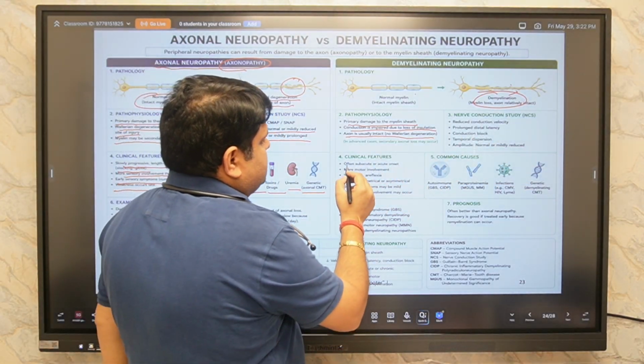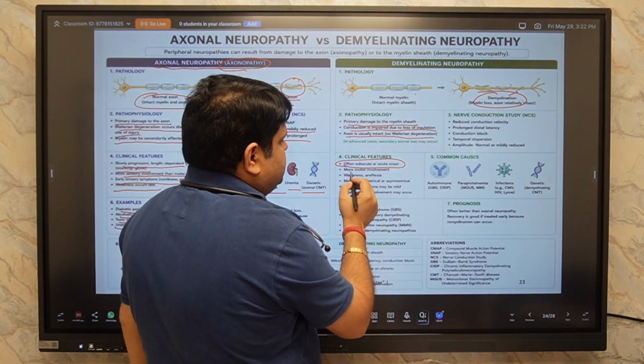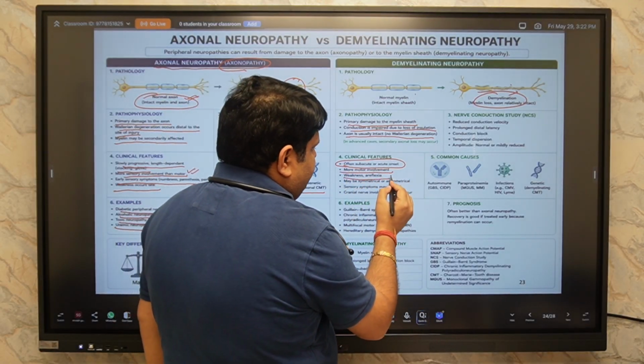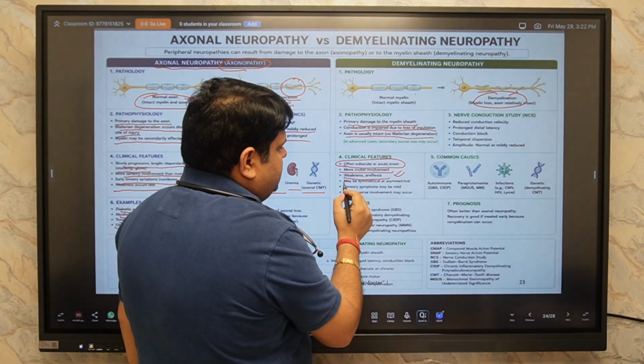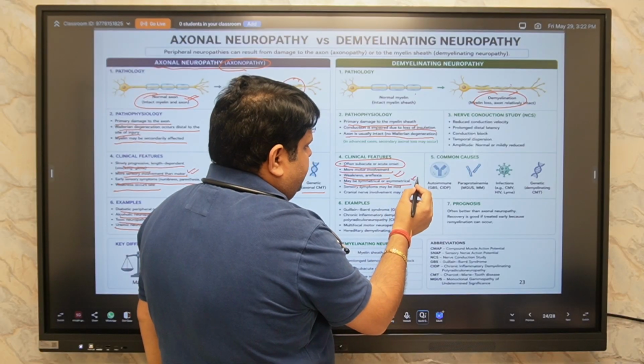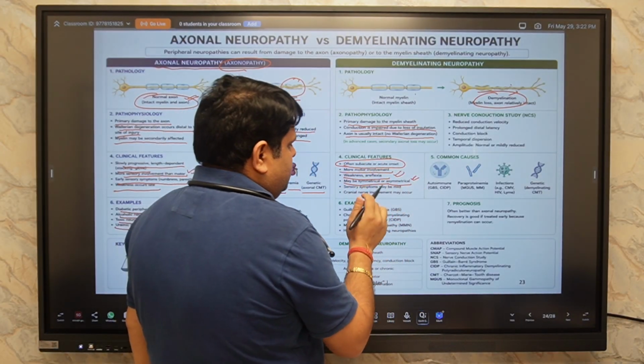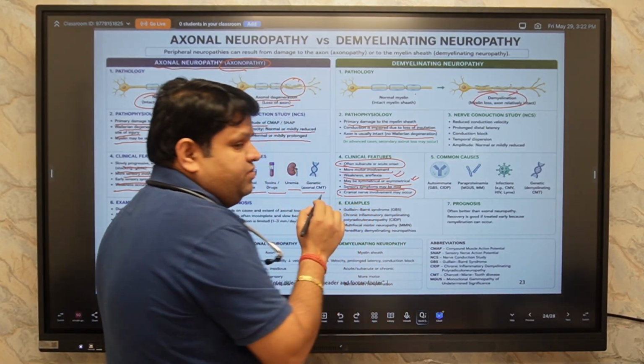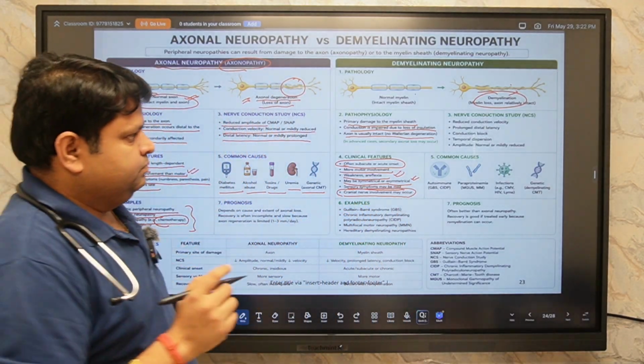Clinical features are usually subacute to acute, like in GBS or CIDP, with more motor involvement, like weakness and areflexia. It may be symmetric or asymmetrical, usually symmetrical in the case of GBS. Sensory symptoms may be mild. Cranial nerve involvement may occur in the case of demyelinating neuropathy like GBS.